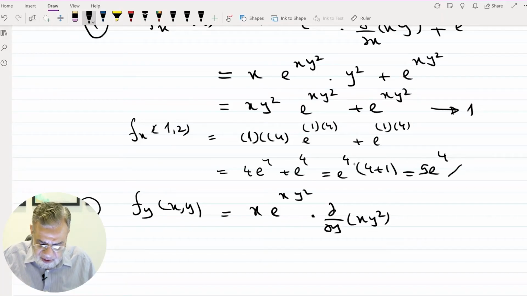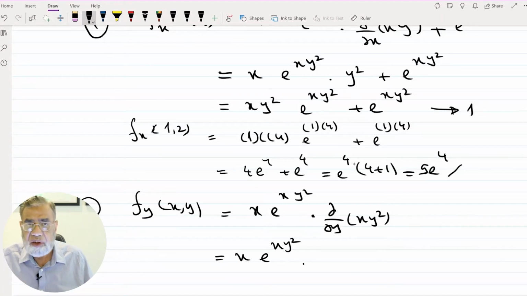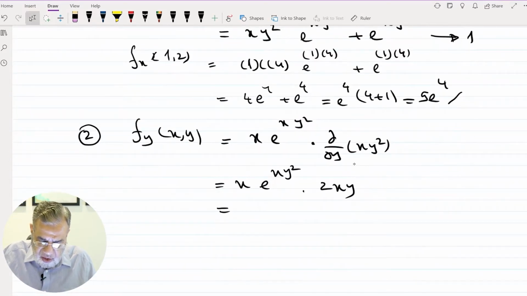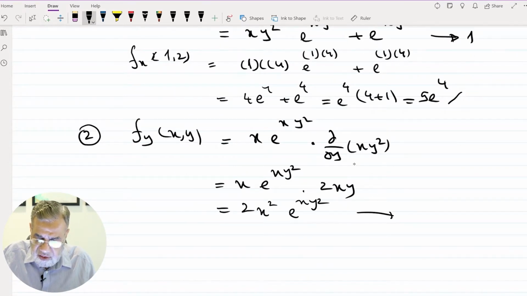We just take x as a constant, e to the power x y squared, e to the power u, that's e to the power u into du by dy. And here we are taking partial with respect to y. So we get x e to the power x y squared into, now x is constant, y is changing, the derivative of y squared is 2y. So we get 2xy. We simplify this one and we get 2x squared e to the power x y squared. This is my result 2.